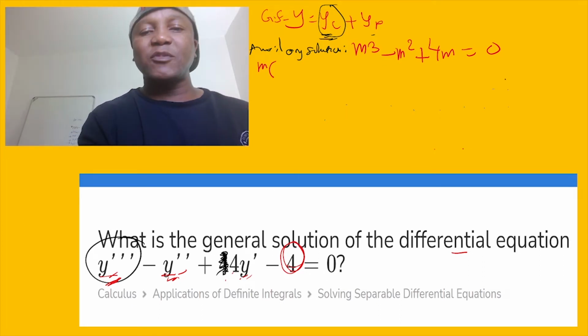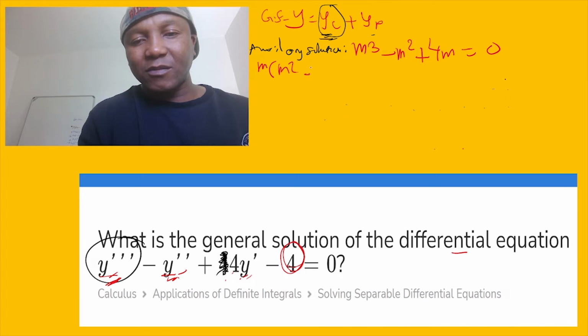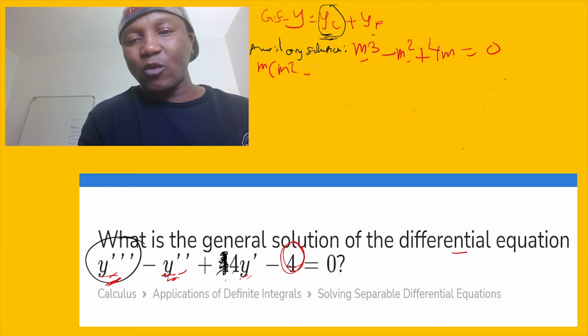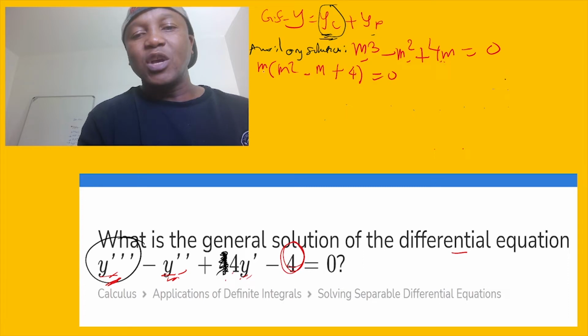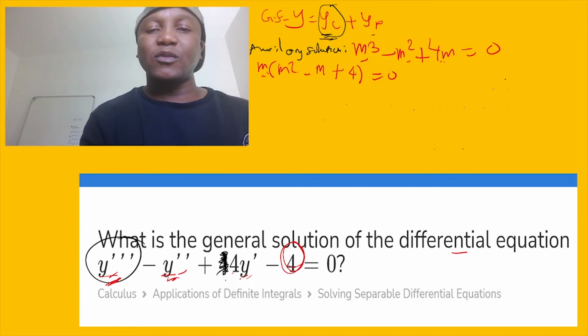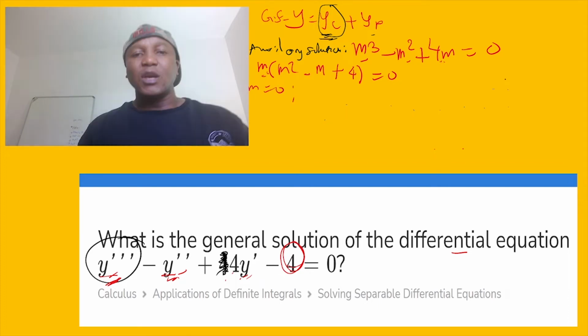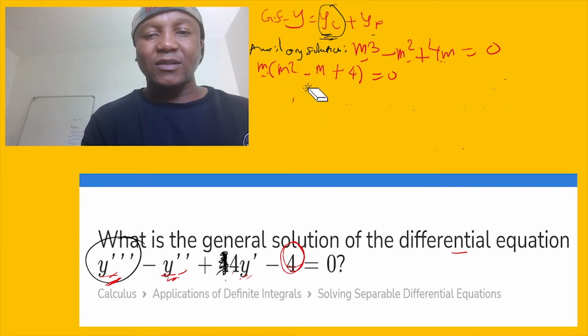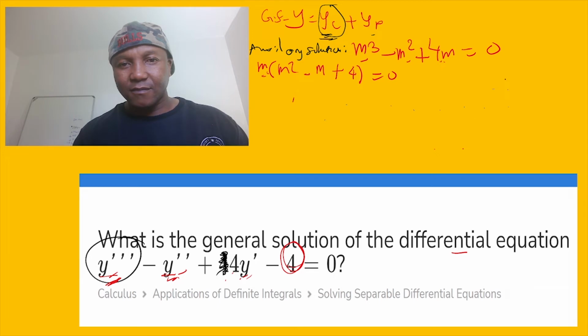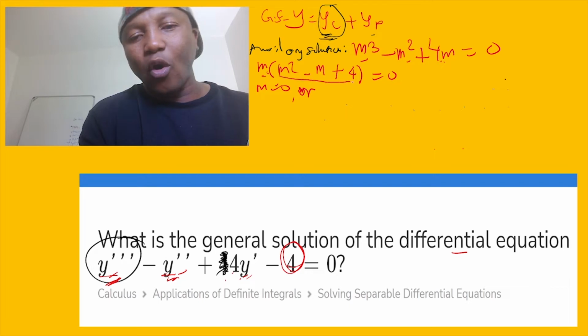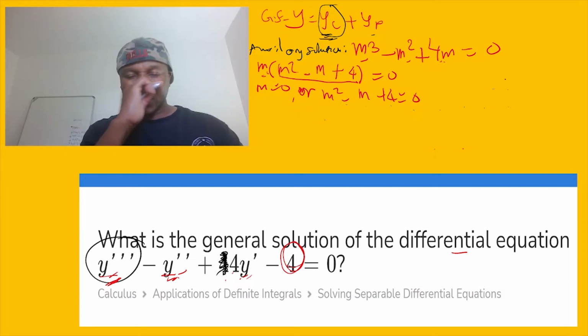I'm going to factor out, normal factorization. If I take m out, it's going to be m, then bracket m squared minus m plus 4, equal to 0. We take 1m from here and 1m from here. So m equals 0, or m squared minus m plus 4 equals 0.